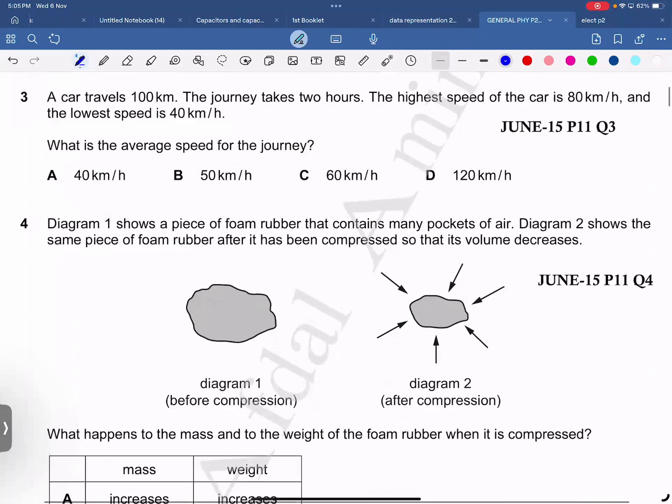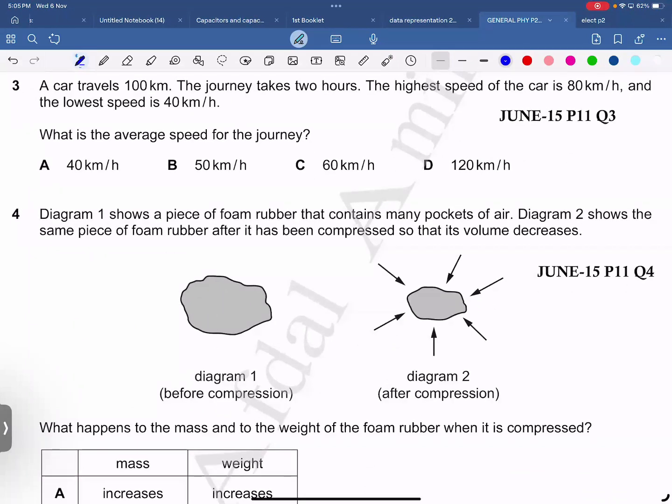Question number 3. A car travels 100 kilometers. The journey takes 2 hours. Highest speed is 80, lowest is 40. What is the average speed? We don't need highest, we don't need lowest. Average speed is actually total distance over total time. Total distance is 100 kilometers. Total time taken is 2 hours. They told you total time is 2 hours. 100 divided by 2 is 50 kilometers per hour. Option B.